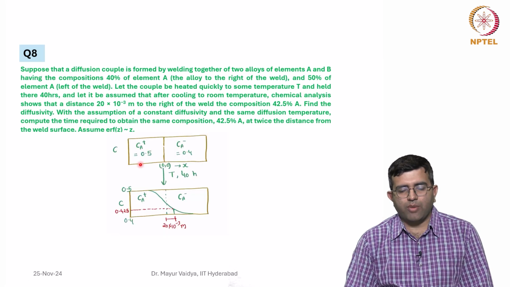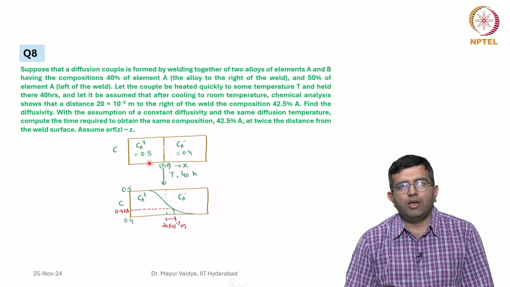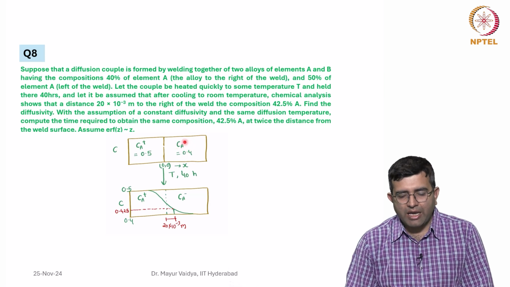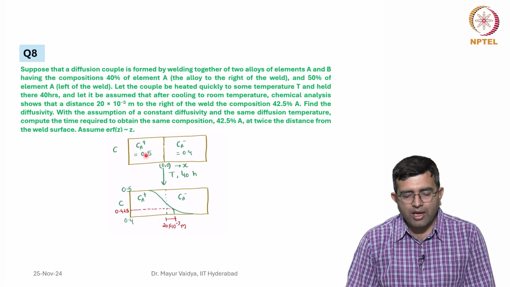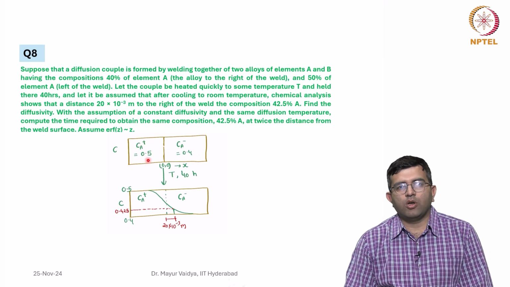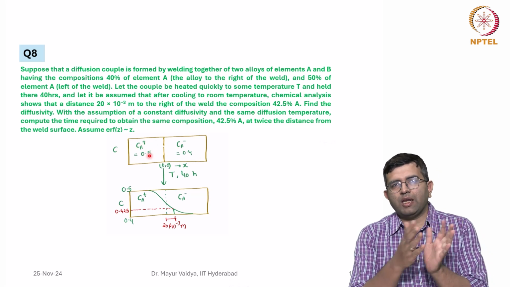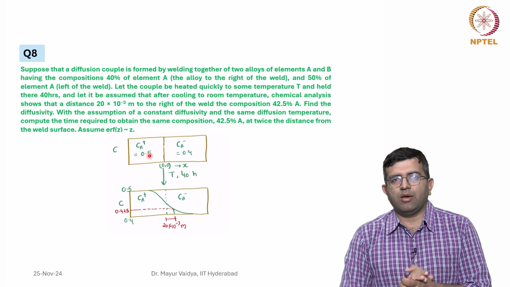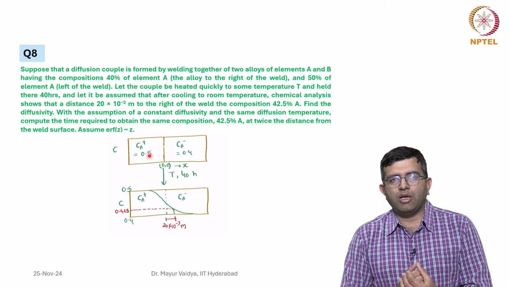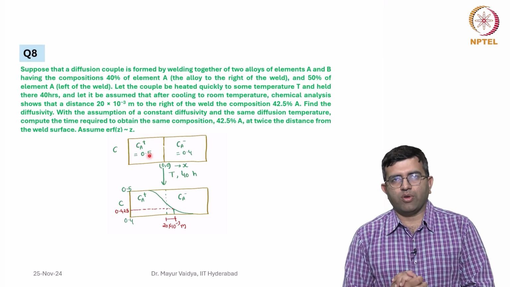So this is how the problem looks. Here you have two alloys of elements A and B having compositions 40% to the right. I have written it as Ca minus, because this side is slightly leaner in A, and here I have written Ca plus, equal to 0.5, which is slightly enriched in A. Not enriched, but compared to the right side it is more, because Ca equal to 0.5 means B is also 0.5.